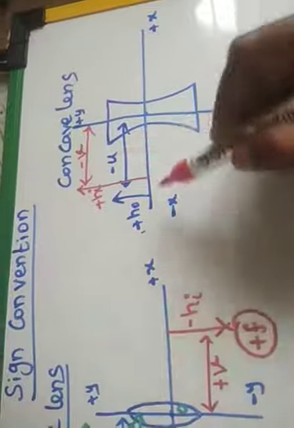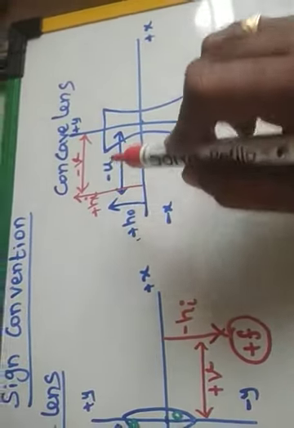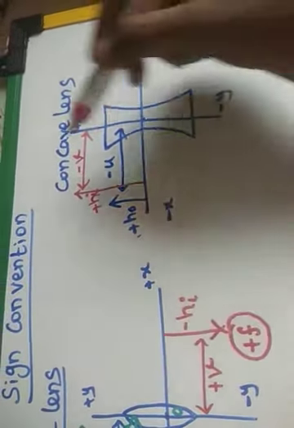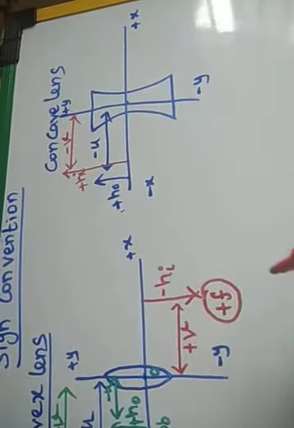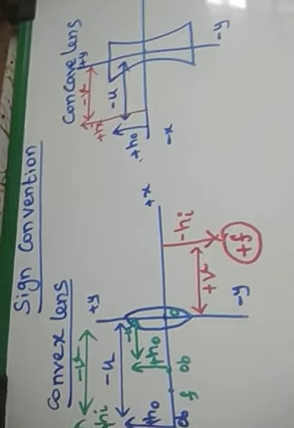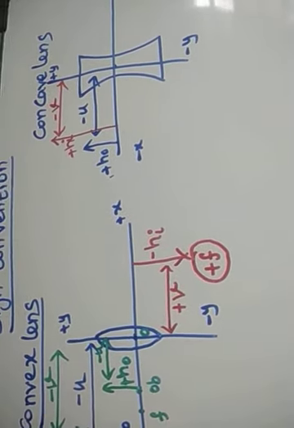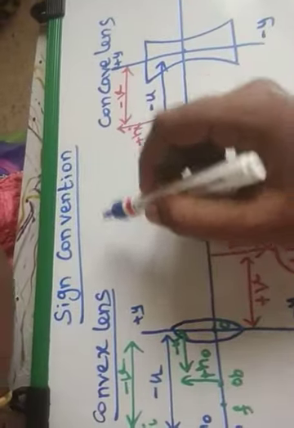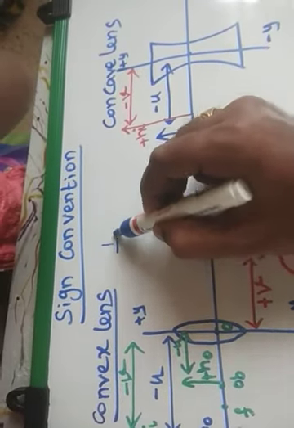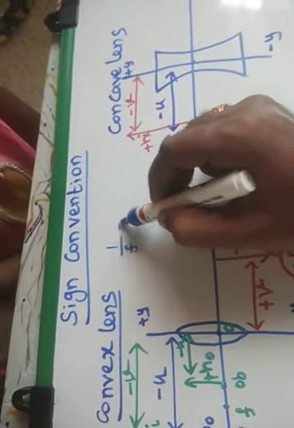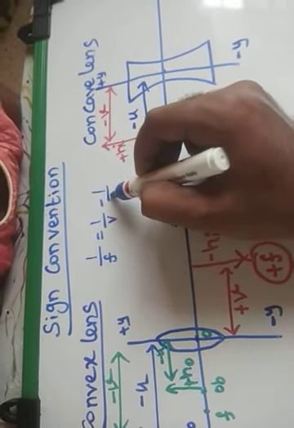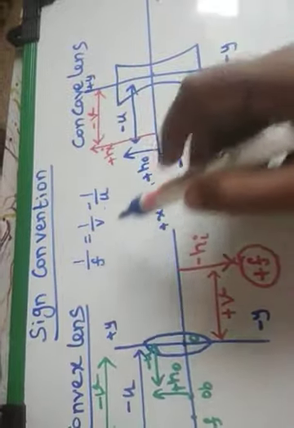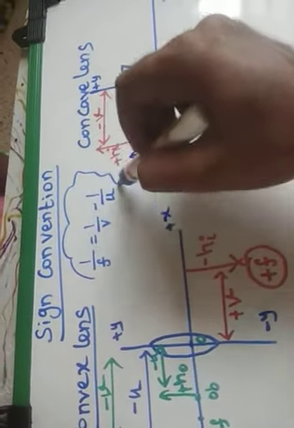So by imagining the image direction, position and height, imagine the x and y coordinates, you can automatically put the positive and negative signs for both concave lens and convex lens. Dear students, the focal length formula for the lens is 1/f = 1/v - 1/u. So this is the focal length formula, you should keep it in your mind.